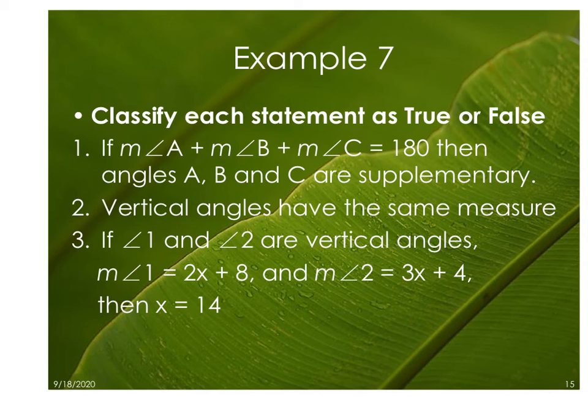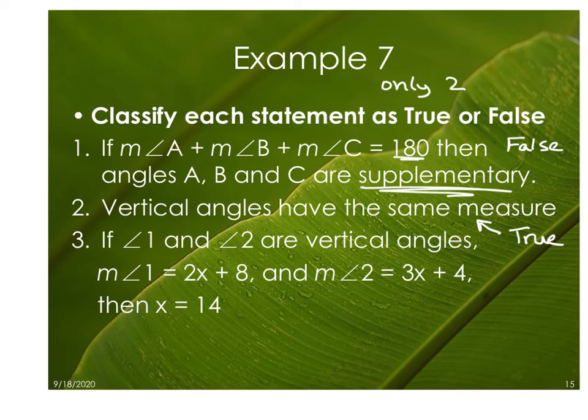And this answer will be false, because by definition, supplementary is only a pair of angles. So in order for angles to be supplementary, we can only have 2 of them. So this was a trick question. It did equal 180, but we had 3 angles here. We can only have a pair of angles in order to classify them as supplementary. Next one, vertical angles have the same measure. Congruent means same measure, so this one is true. We use our vertical angles theorem.